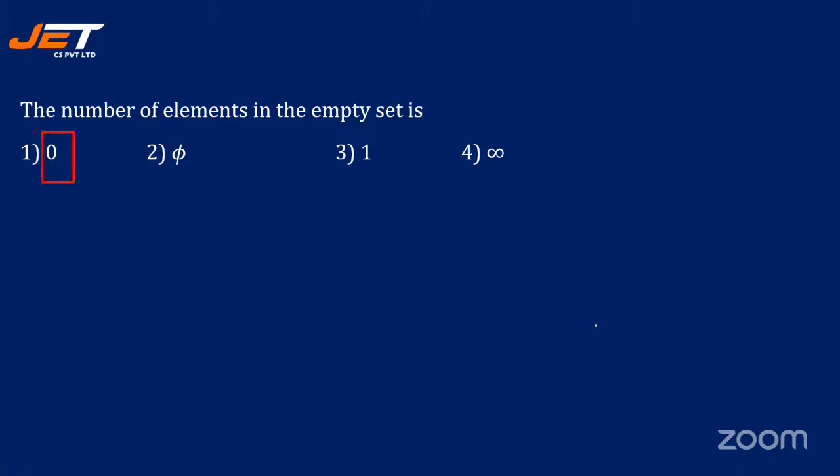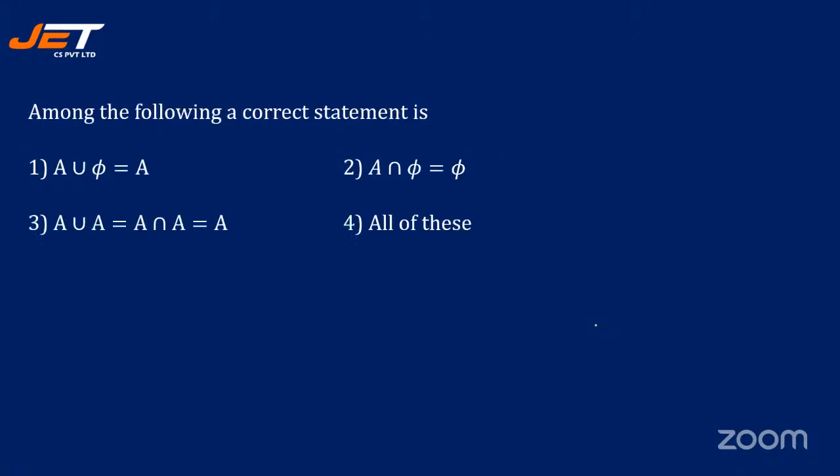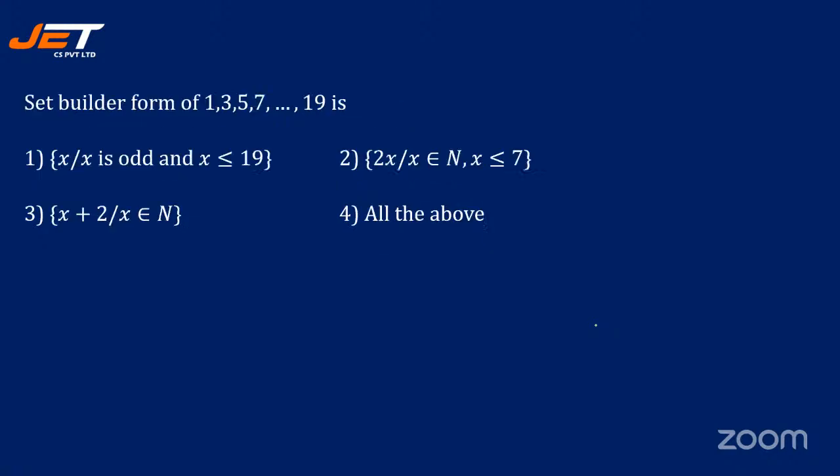So obviously it is 0. That is why we call it an empty set. All right, so among the following, a correct statement is dash. A union null set, A intersection null set is null set. A union A is equal to A intersection A is equal to A, or all of these. All right, let's see the answer. It is all of these.